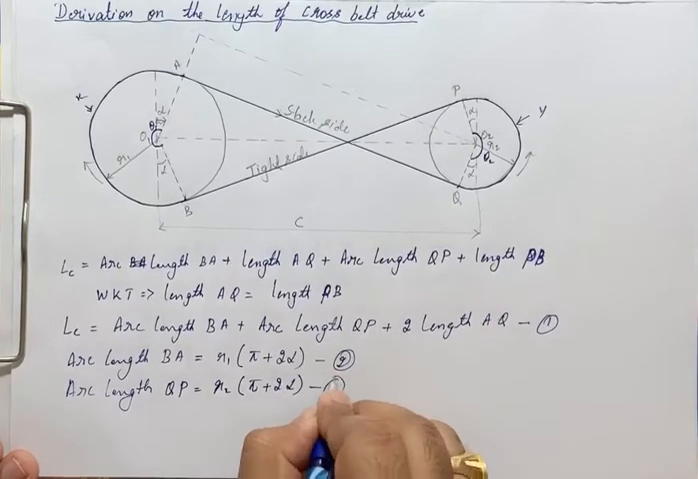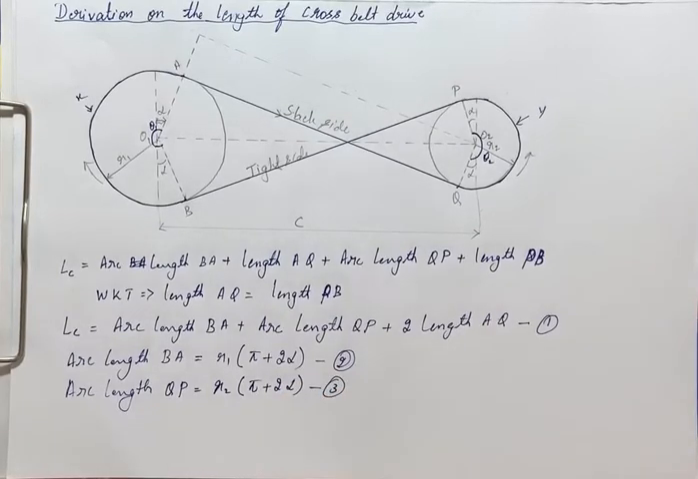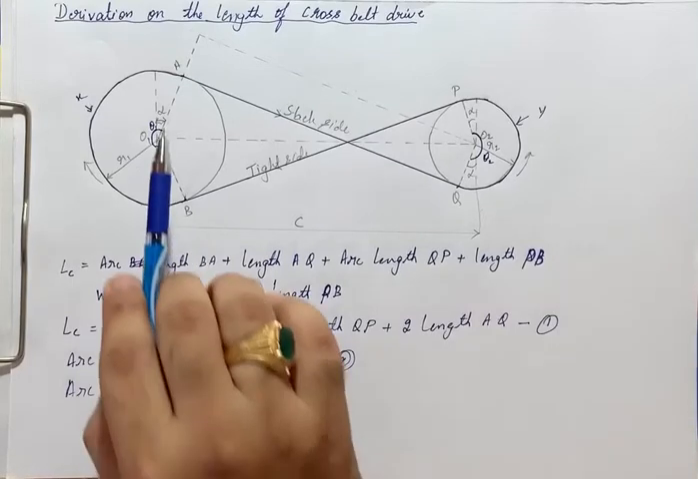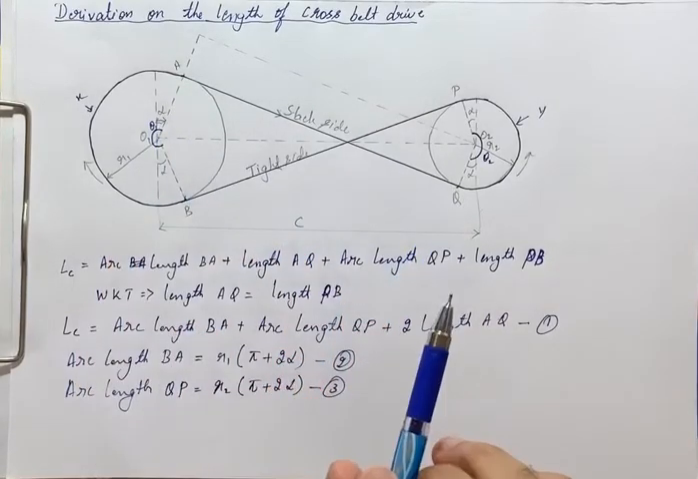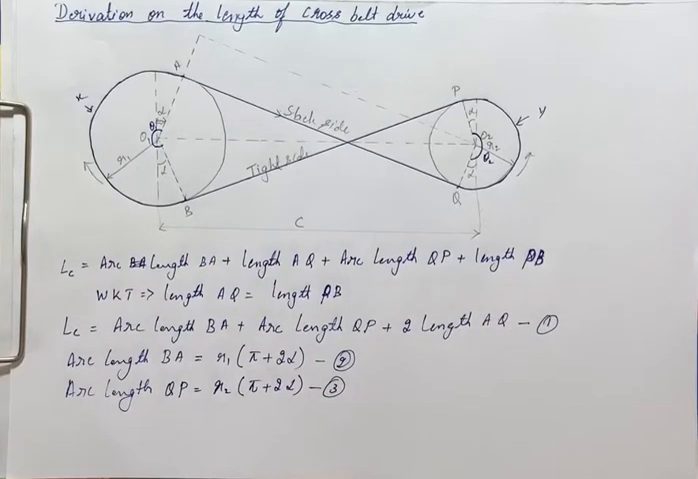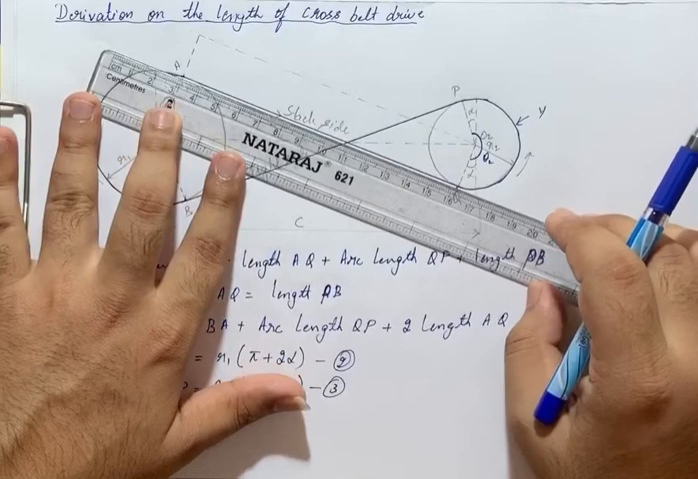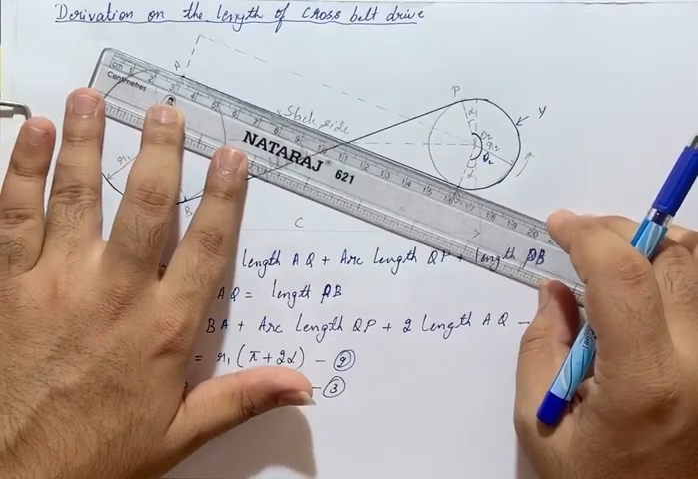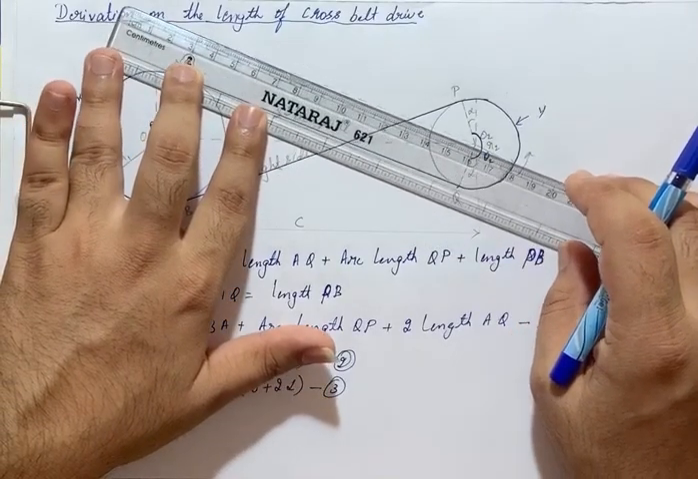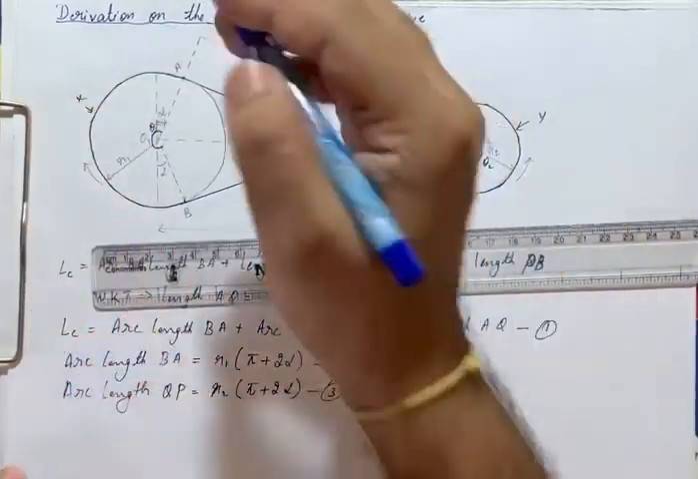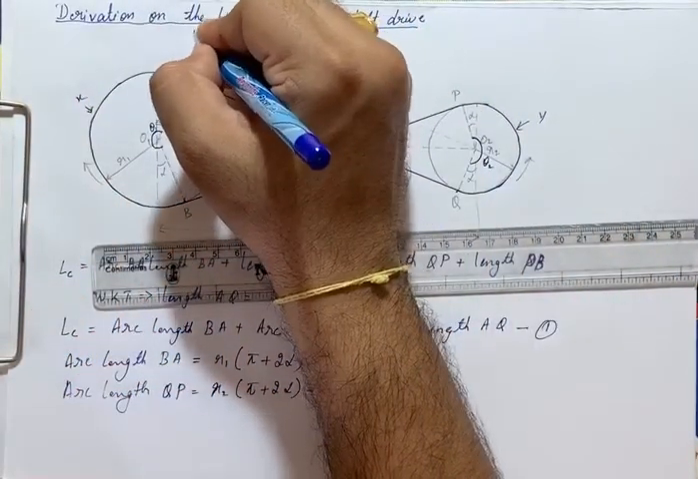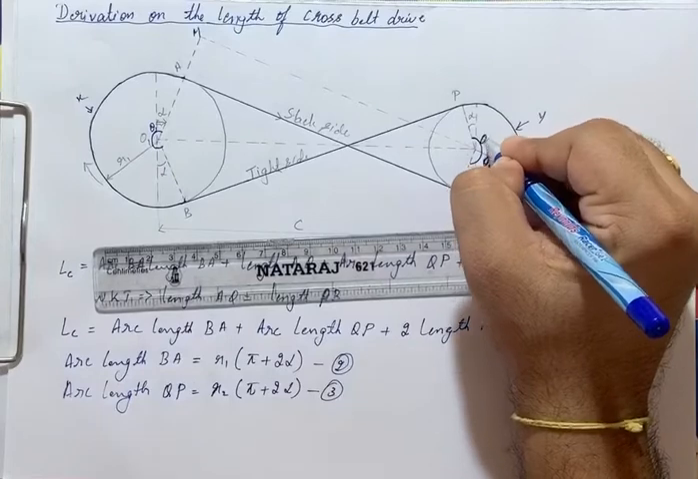Call this as equation number 3, right? After this, we need to find out the length AQ. To find out this length AQ, what we have done here is, we have taken the line AQ and extended the length here to MO2. I shall write this as M and this as O2 here, right?